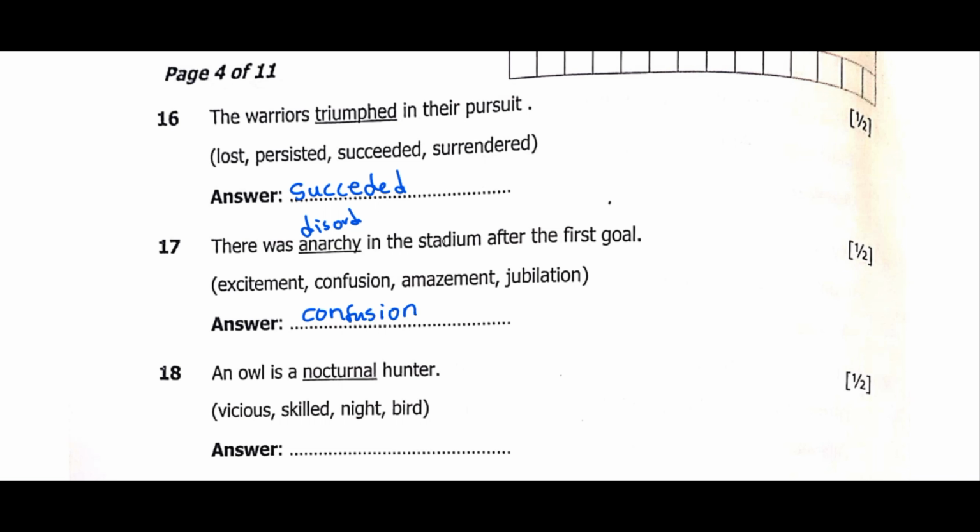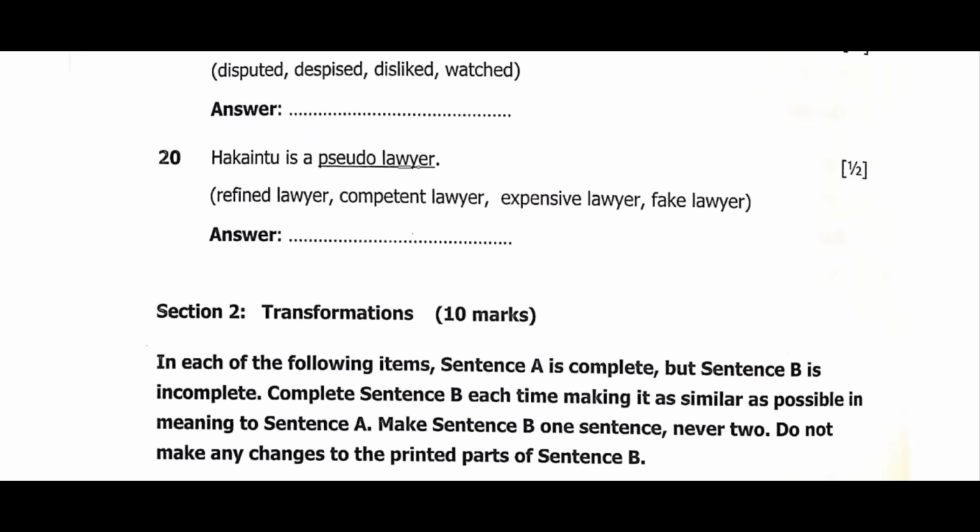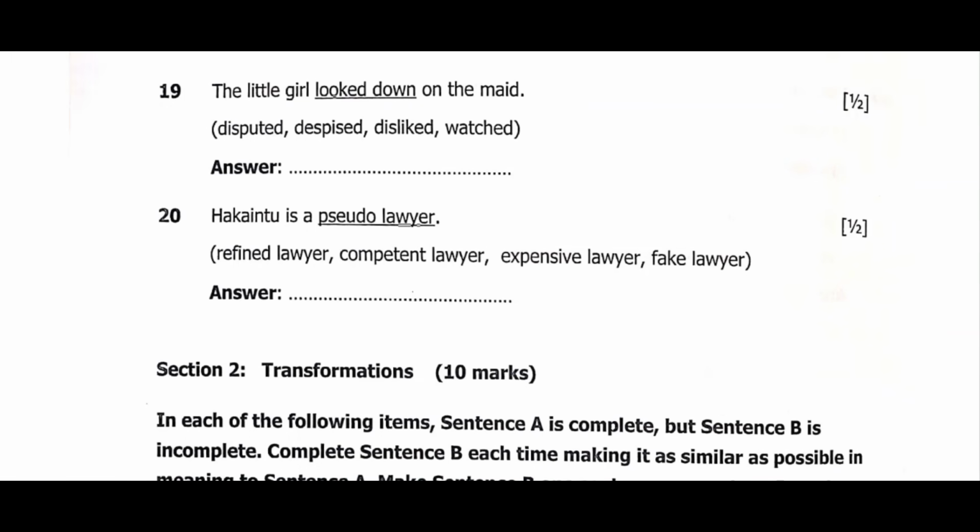Then number 18, an owl is a nocturnal hunter. So a nocturnal hunter is a hunter that hunts at night. So here the answer is night. So this is same as an owl is a night hunter. So it hunts during the night time. Number 19, the little girl looked down on the maid. So here to look down means to despise. So despised the maid.